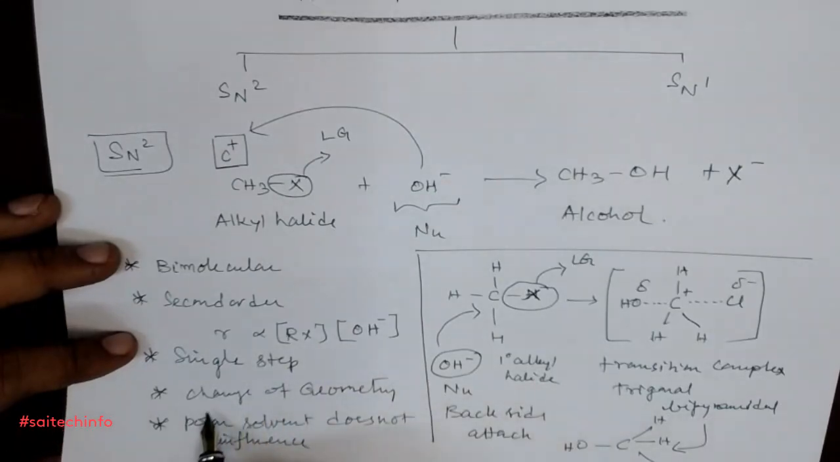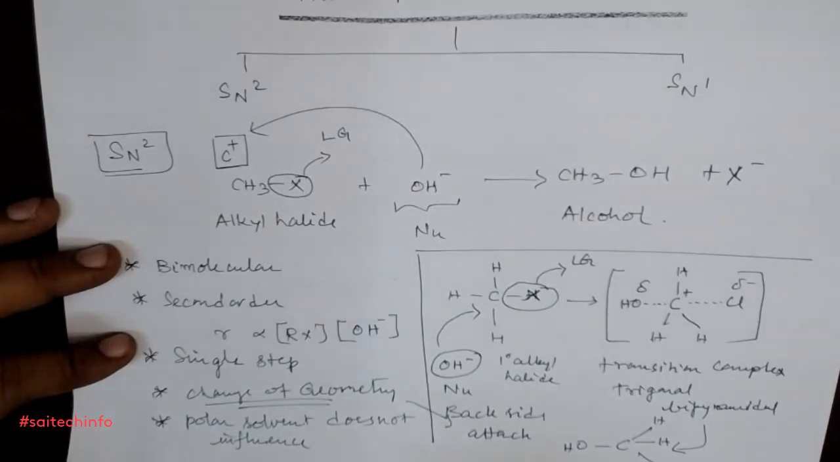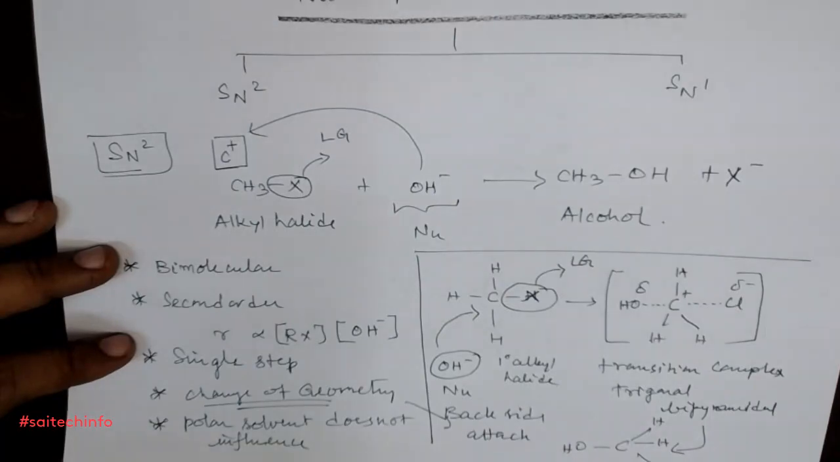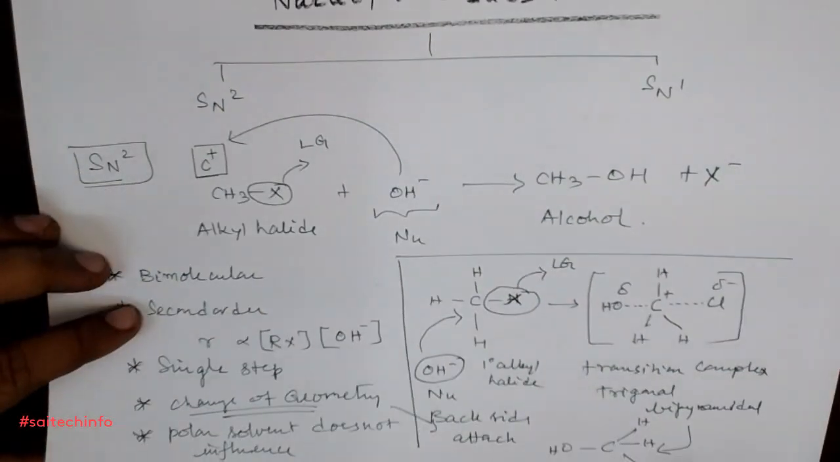And there is a change of symmetry, geometry in the case of Sn2, whereas in the case of Sn1 there is no change of symmetry. Why? Because there is a backside attack. So this change of geometry is due to what? Backside attack. But in the case of Sn1, there is no such backside attack. Instead, it can attack from both sides. Why? Because the carbocation is getting ready. It is ready for the attack. So these two are very, very important.